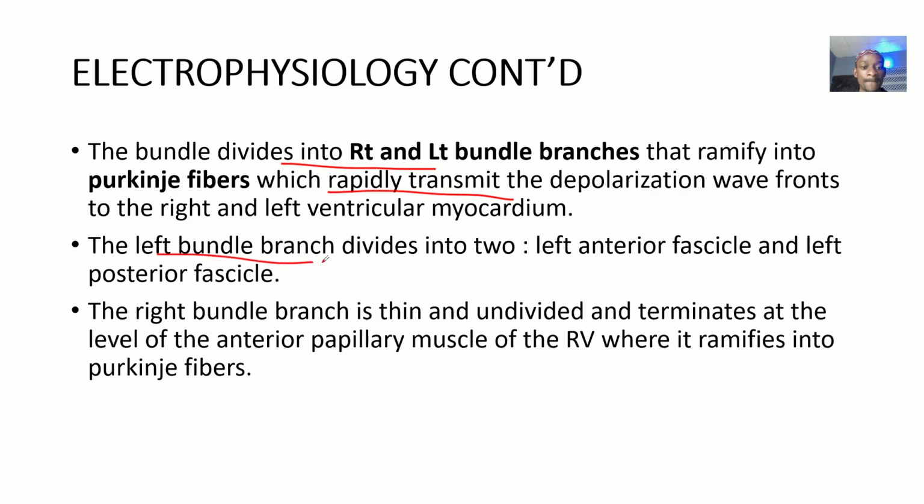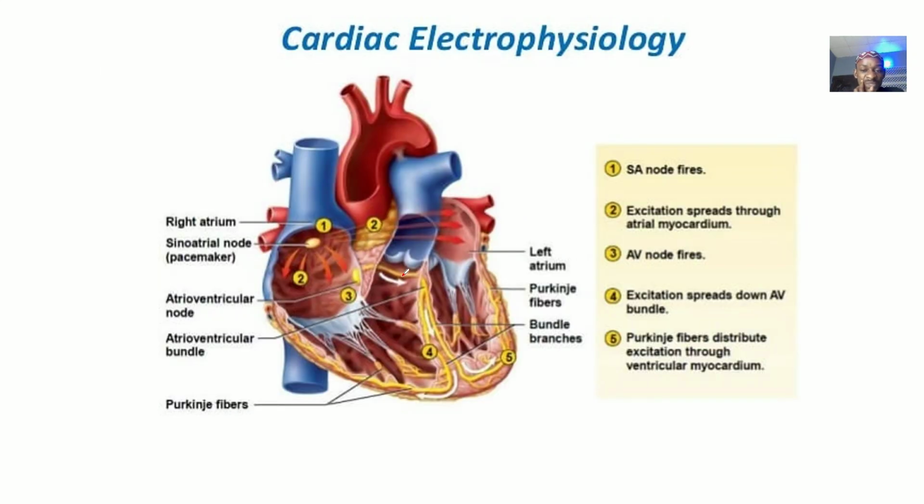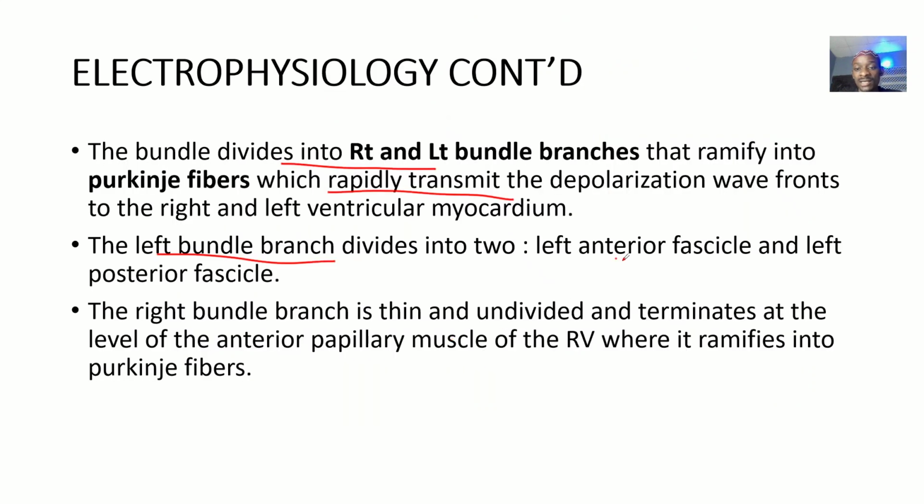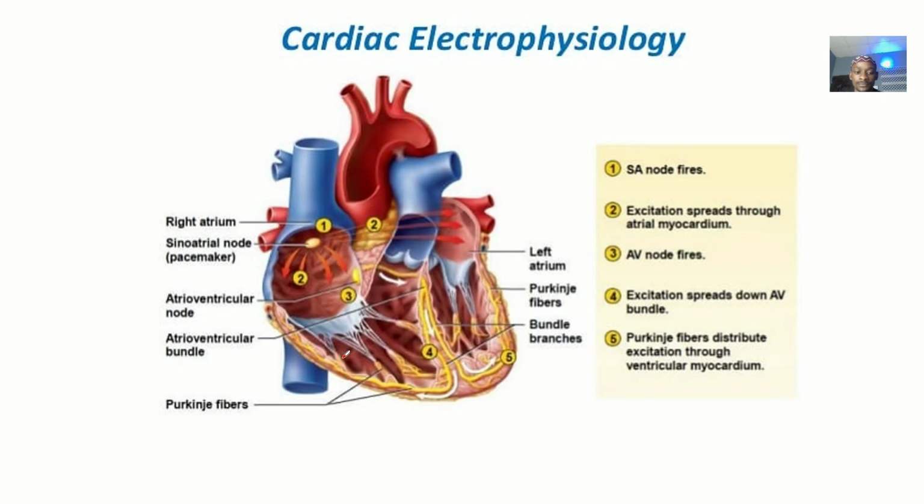Now, the left bundle branch divides into two. Again, the left side will still divide into two. The left one will divide into what is known as the left anterior fascicle and the left posterior fascicle. Now, the right bundle branch is thin and undivided and terminates at the level of the anterior papillary muscle of the right ventricle, where it ramifies into Purkinje fibers. You can see that the right forms the Purkinje fibers.